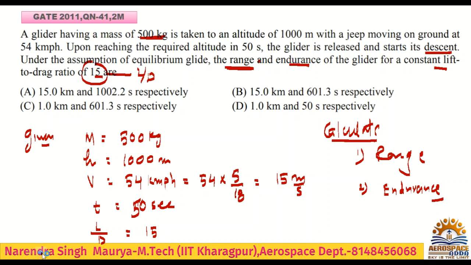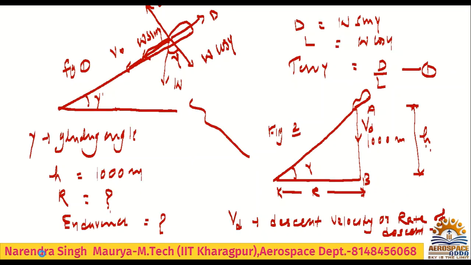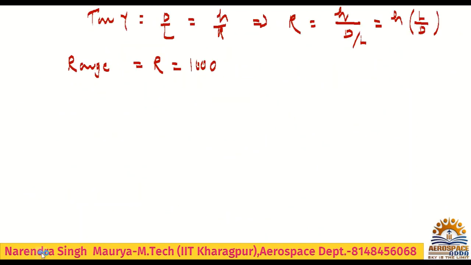We just take that value L by D, which is given as 15. If you solve it, how much do you get? 15,000, or you just say 15 kilometer. This is the range. I think it is clear to all.